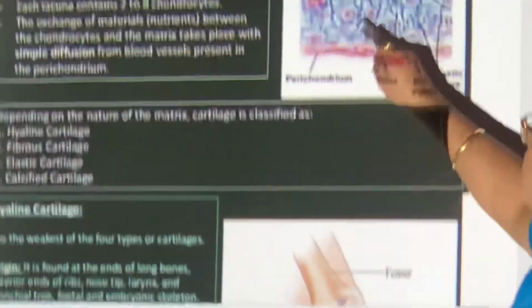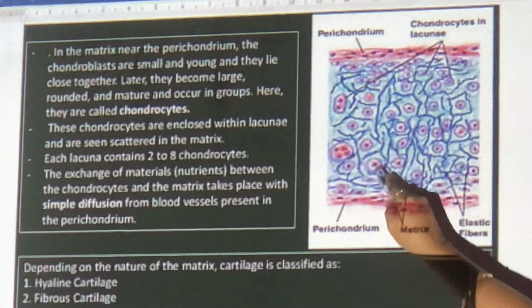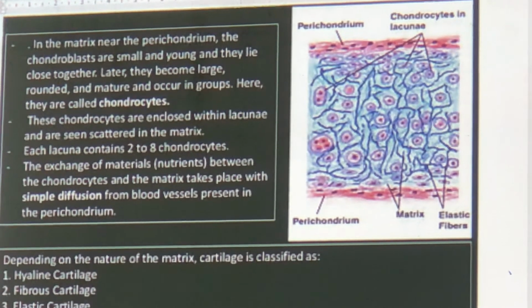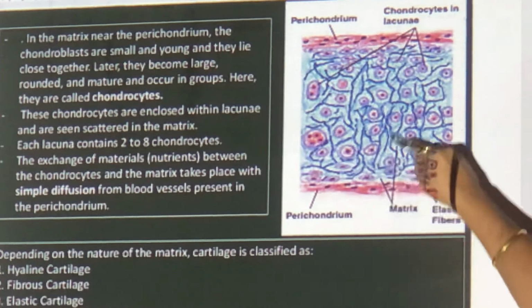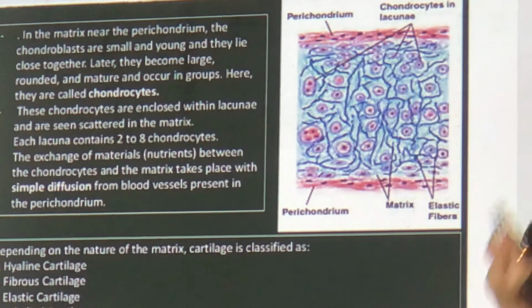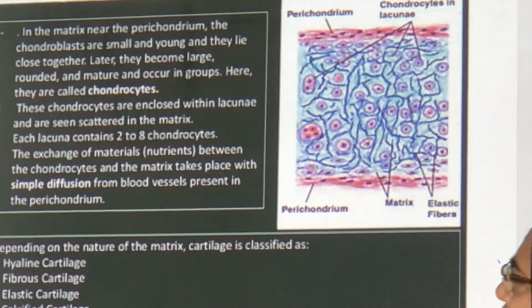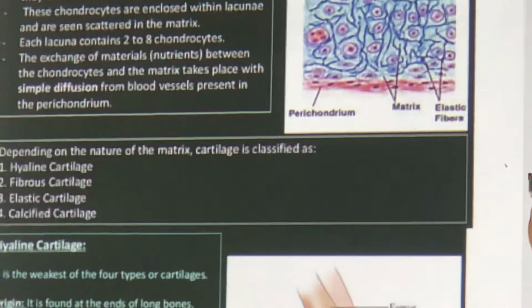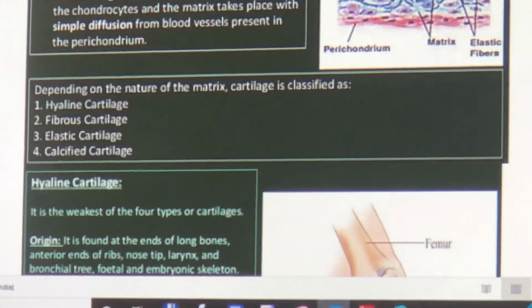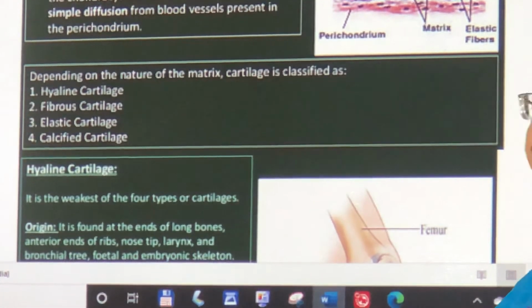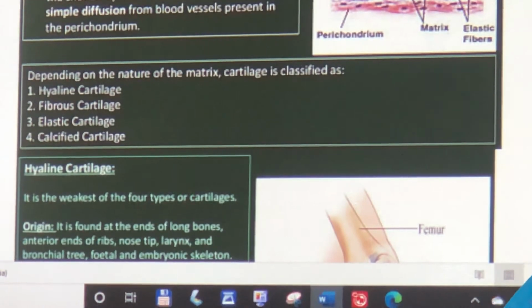Have a look. Hole, cell are there, hole is there, there is liquid in the hole, and there is matrix. Okay? Now you can have a look. So materials can exchange, blood vessel can exchange throughout, each cell to cell, diffusion. Now cartilage is of 4 types. Hyaline, fibrous, elastic, and calcified. Okay, 4 types of this cartilage.